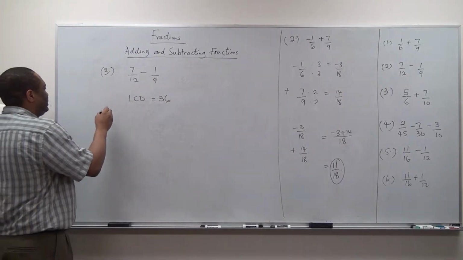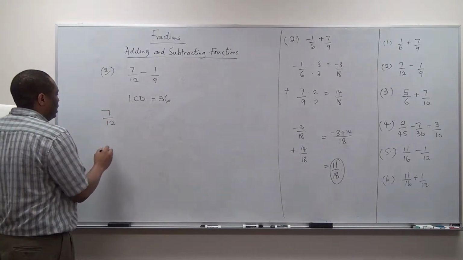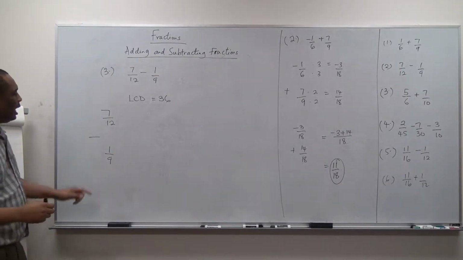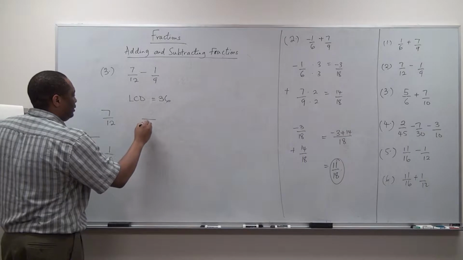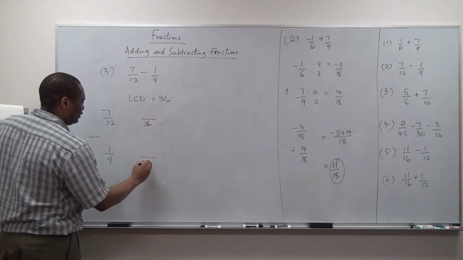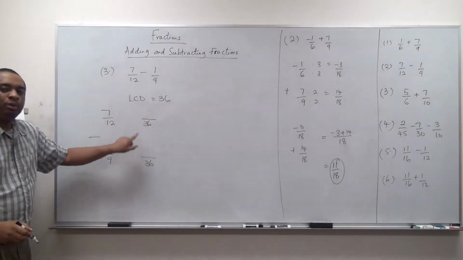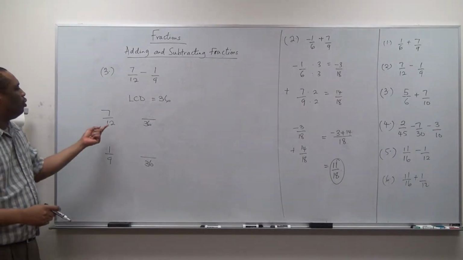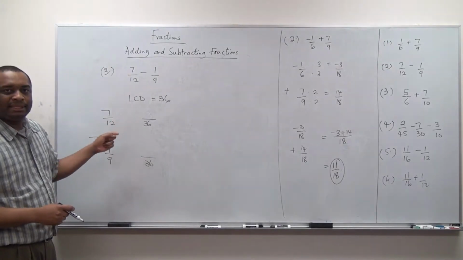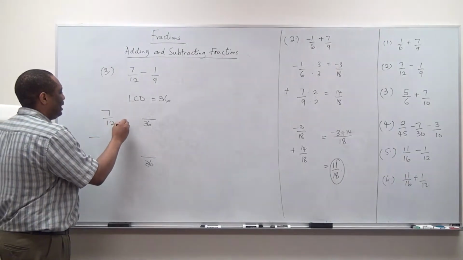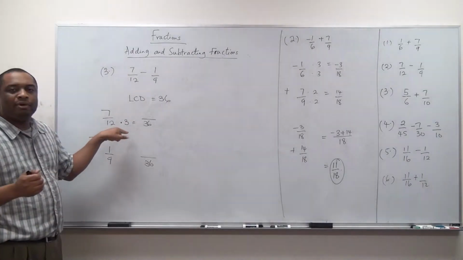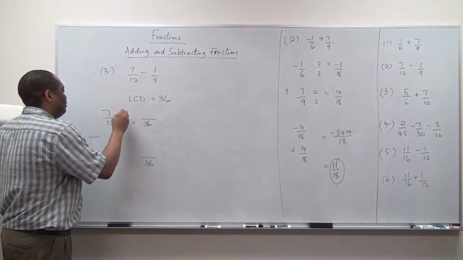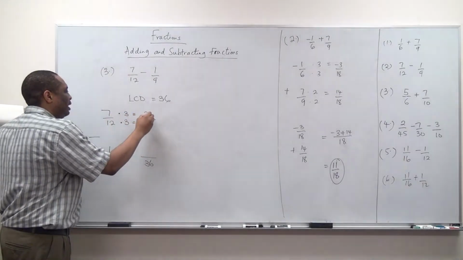So what we have to do is we write 7 over 12 and we write minus 1 over 9. Now we draw the fraction bar, we write 36 here, draw the fraction bar, write 36, because we want them to have a common denominator. What will I do to 12 to give me 36? I'll have to multiply it by 3. And because I multiply the denominator by 3, I will also have to multiply the numerator by 3. That gives you 21 over 36.